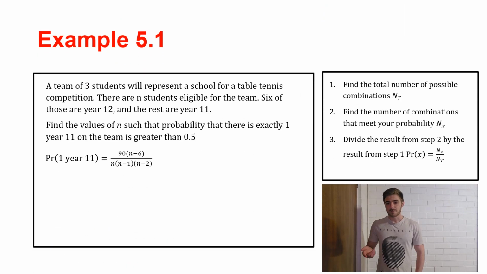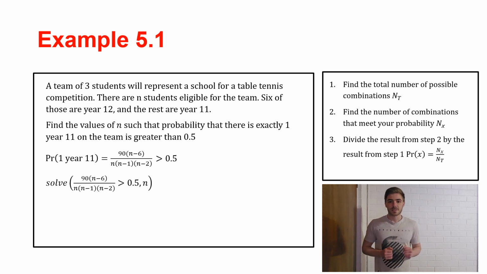That all changes now. In this case, we're told that our previous probability was greater than 0.5, and we're told to use that information to figure out what the possible values of n must have been. Well, all we're going to do here is apply that inequality greater than 0.5 and then solve using the CAS. In this case, we're actually going to get 3 different domains.